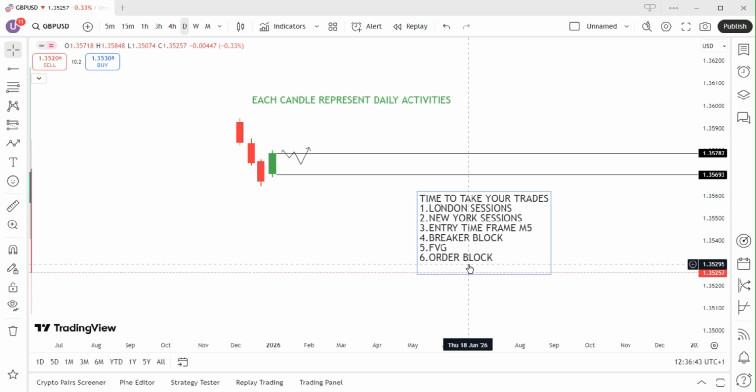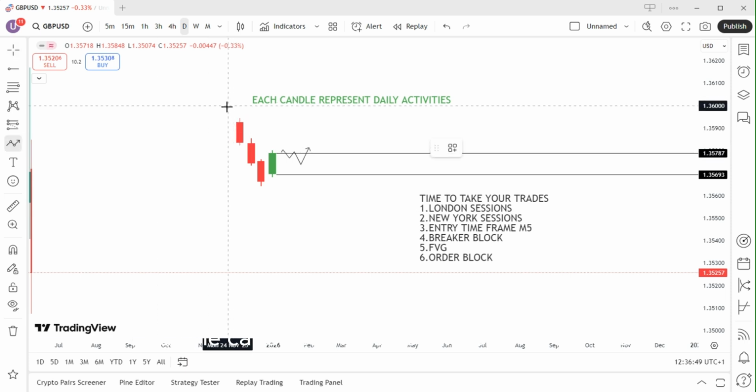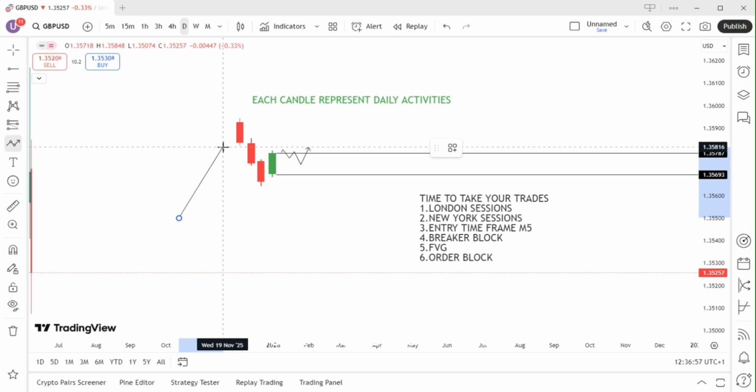Let's go. So the first thing you need to do is come to your chart and look at the candlestick that is printing. The chart we are talking about is your daily time frame. Go to your daily time frame and look at the chart. Each candle represents daily activities, which means it takes 24 hours for this candle to form.